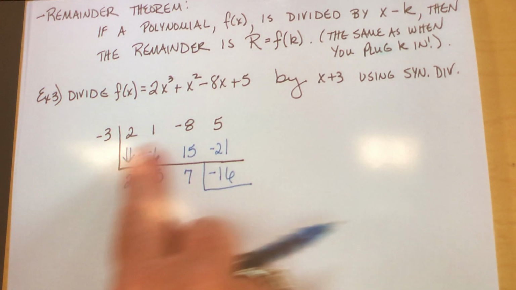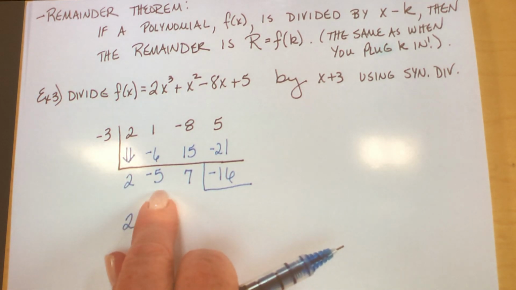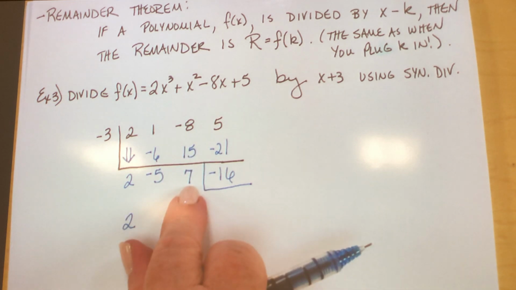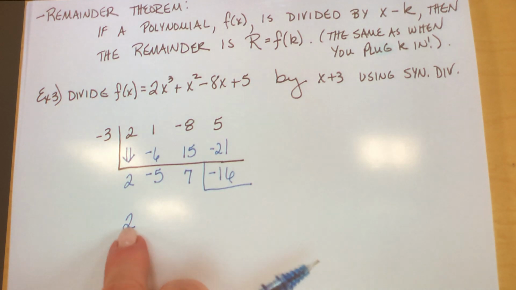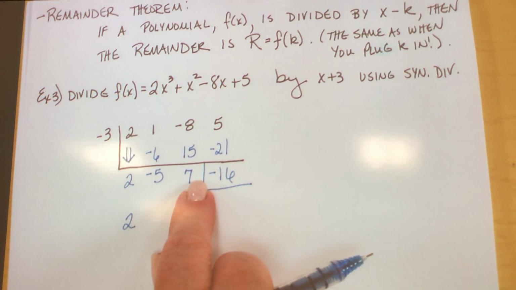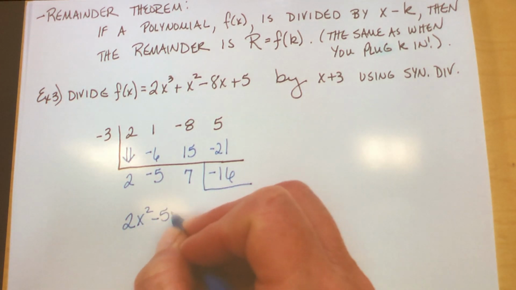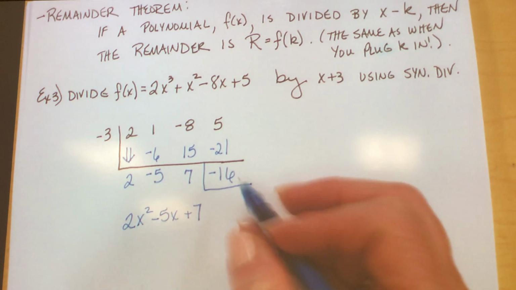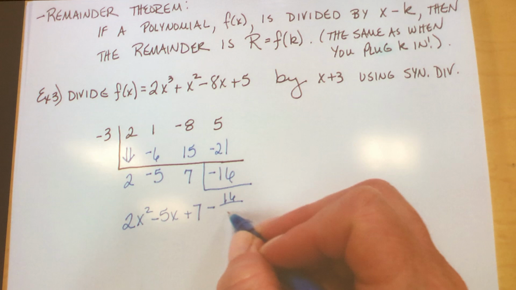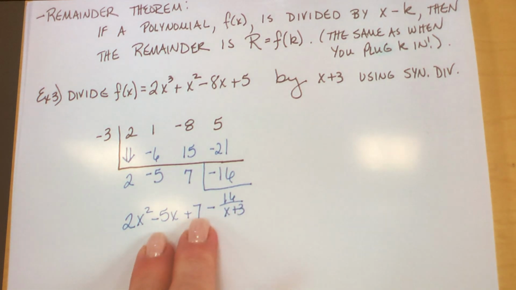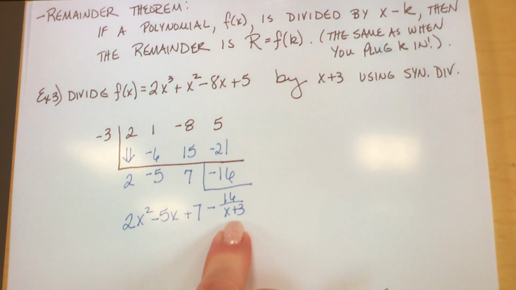All right, anybody got a question about this part up here? I brought my 2 down, I multiplied, I added, I multiplied, I added, I multiplied, I added. This is my remainder. This is the coefficient of my polynomial. One degree less would be 2x squared minus 5x plus 7, and then I have a remainder. So minus 16 over what? x plus 3. If you're writing polynomials, remember to put that negative 3 back as a polynomial.